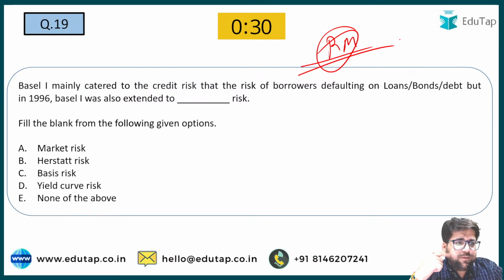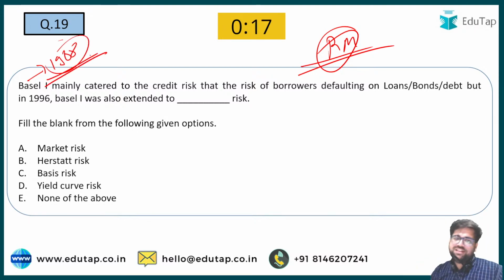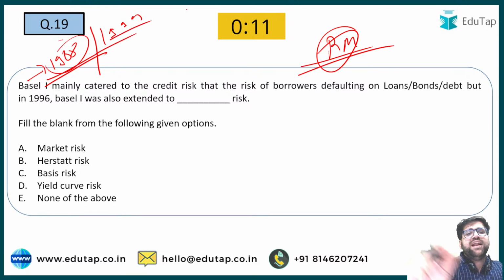Question number 19: Basel 1 mainly catered to credit risk and was later extended. Basel 1 was launched in 1988. In the same year, the Kalyan Sundaram group was also set up. It was formally inducted into India, and RBI started the implementation of Basel norms in 1999.